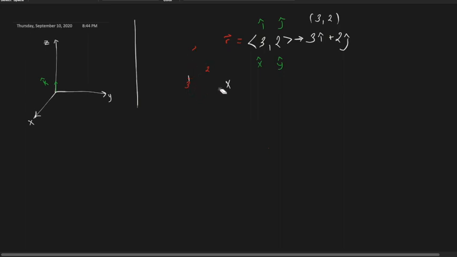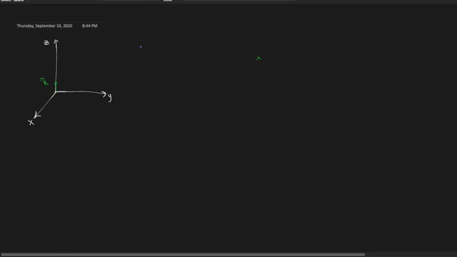So let's get a new vector. Let's call this vector v. And to make it interesting, we'll make the components 3 in the i hat direction, 1 in the j hat direction, and 1.5 in the k hat direction.